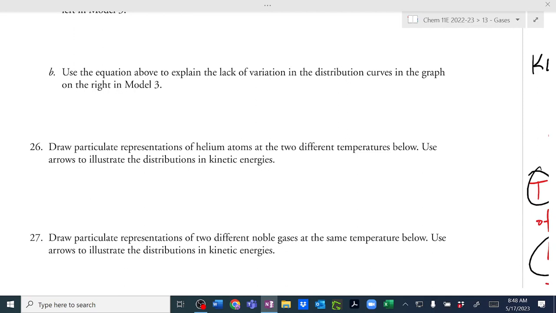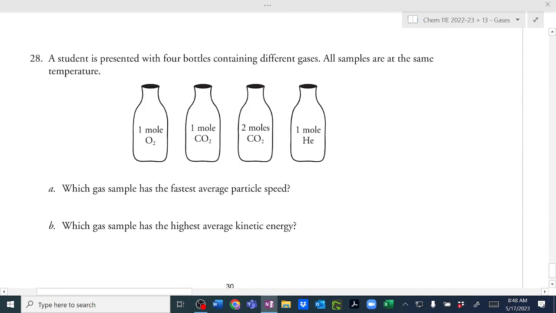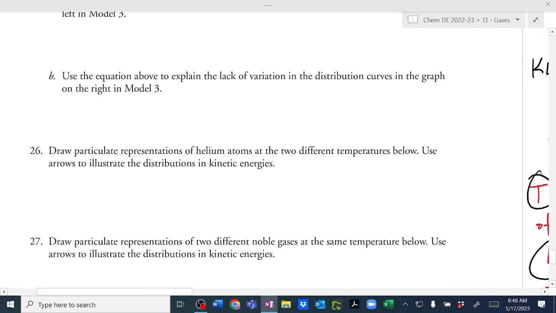Okay, so that would be like, what do they mean at the 2 different temperatures below? I'm going to assume we just have 2 different temperatures. We have a high temperature and a low temperature. I'm not sure what temperatures they're referring to. Let's just do low temperature and high temperature.